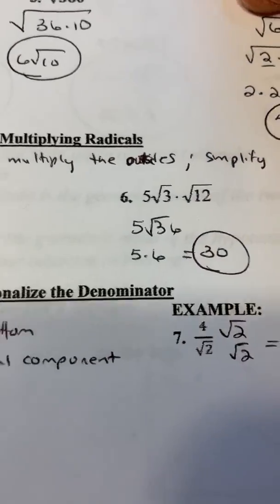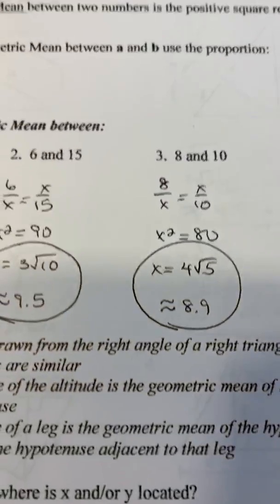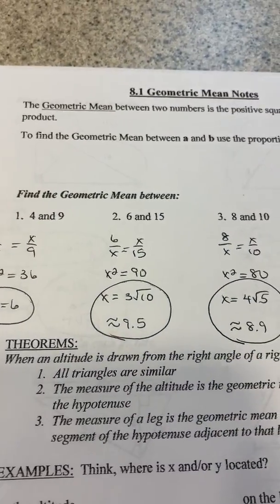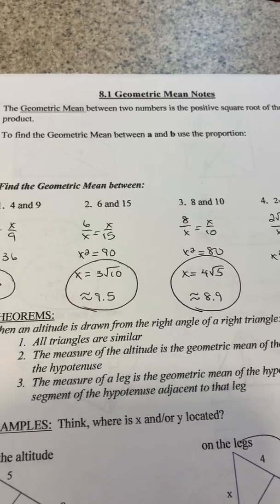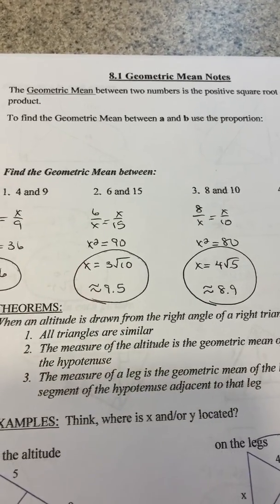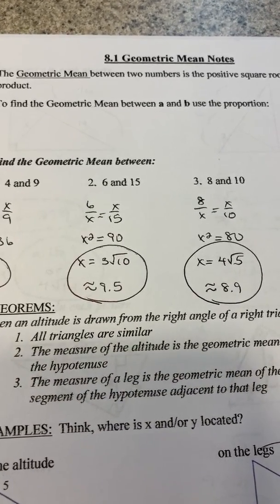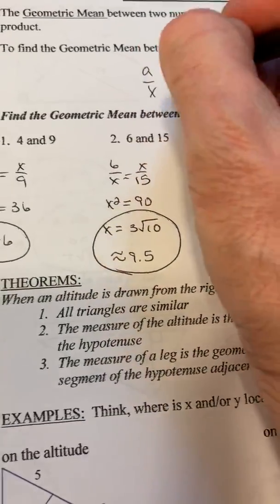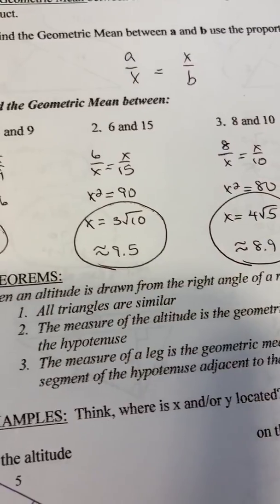Moving then into the formality of the geometric mean notes. You have some typewritten notes there. It says the geometric mean between two numbers is the positive square root of their product. To find the geometric mean between A and B, use the proportion. And I should have written something there. That would be A is to X as X is to B.